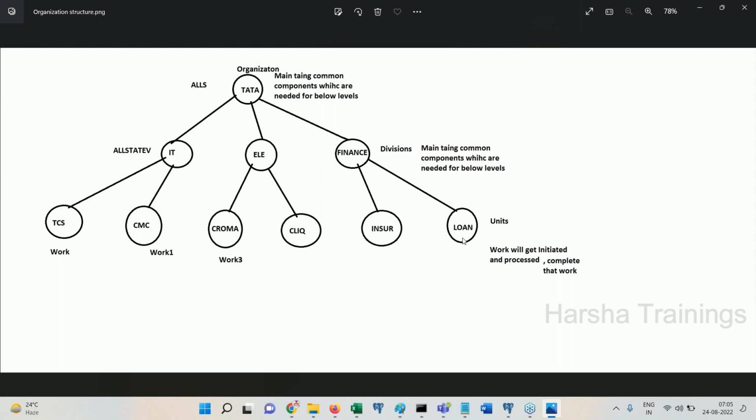I'll tell you another example for you to understand better and more easily. You take a company like a production company for cars.